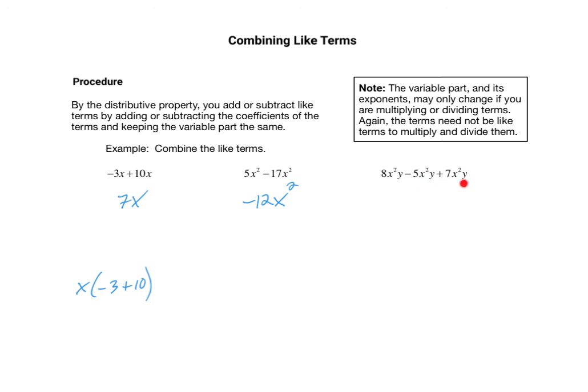Let's try this one. If you've got 8x squared y minus 5x squared y plus 7x squared y, we've got like terms. 8x squared y minus 5x squared y would give us 3x squared y, because 8 minus 5 is 3. And then 3x squared y plus 7x squared y would give us a total of 10x squared y. Again, the variable part does not change. Simply combine the coefficients accordingly.